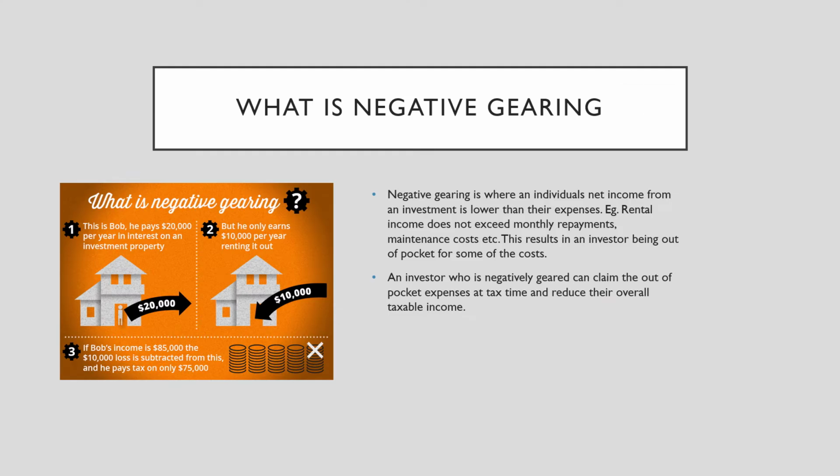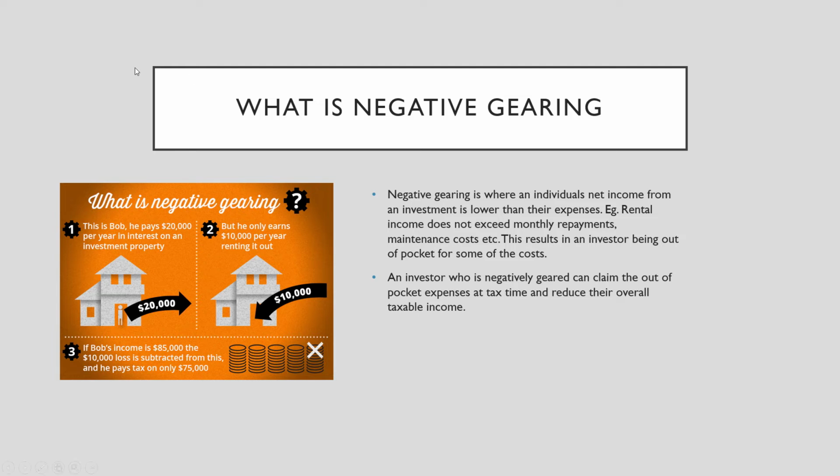So what is negative gearing to start off? Negative gearing is where an individual's net income from an investment is lower than their expenses. For example, your rental income cannot cover the cost of your repayments and any maintenance costs and real estate fees. This always results in an investor being out of pocket for the costs of the property. How much varies with location and interest rates.